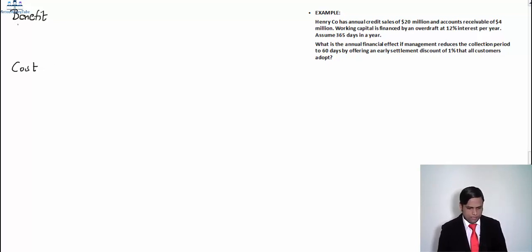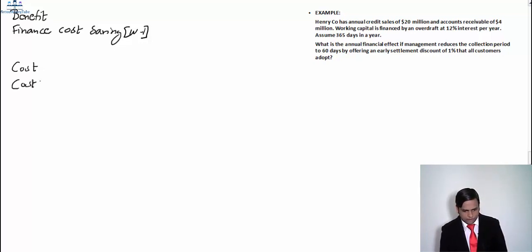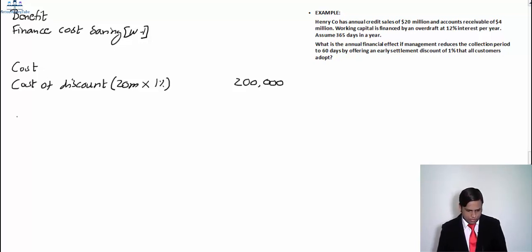So the benefit in this case will be finance cost saving, which we will be computing by looking at the effect on working capital, and the cost of this discount is simply the cost of discount, which in this case is 20 million multiplied by 1%, that is 200,000. Now let's compute that working one.